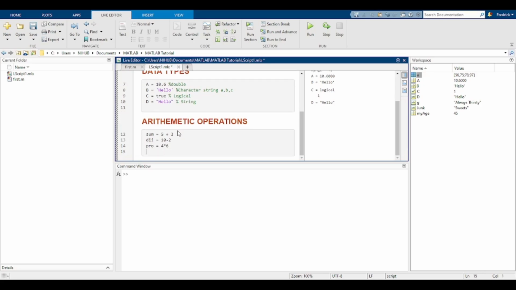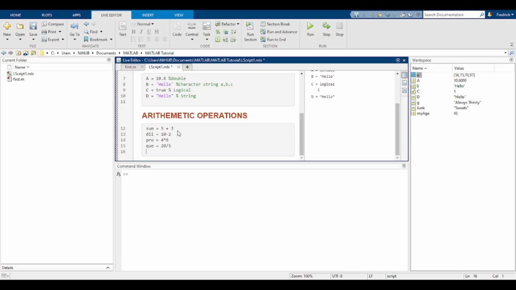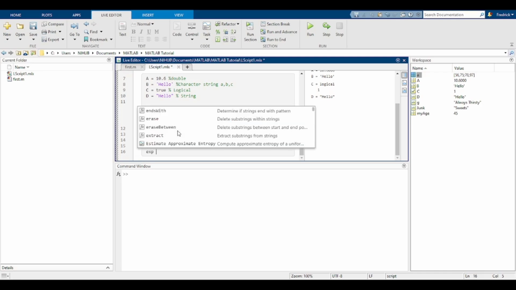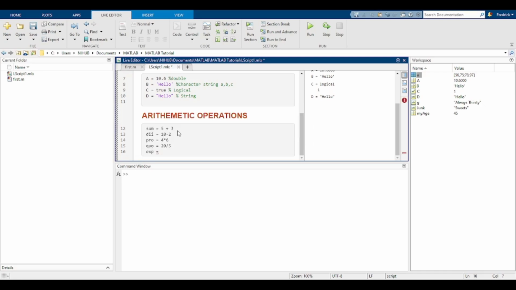For our quotient, we could say this is going to be 20. Quotient is also division, 20 divided by 5. Then for our exponent, this is going to be equal to 2 raised to the power of 3. So when we run this, we're going to have our different outputs on our right hand side over there.